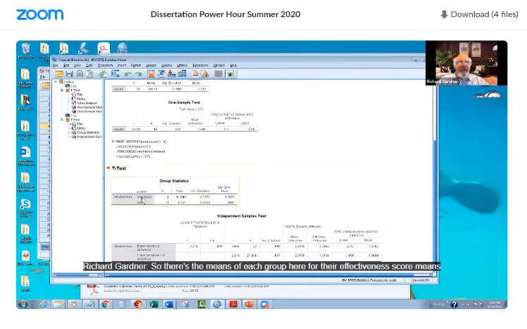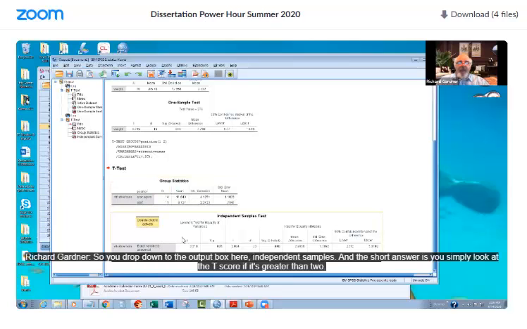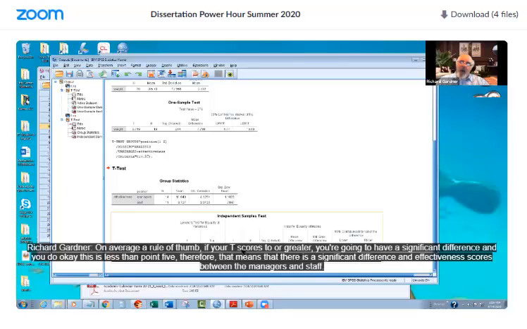So there are the means of each group for their effectiveness scores. The managers were about 11.6 and the staff was 8.7. There's a big difference there, right? And that's what it's looking for. Is the difference big enough to be considered significant? So you drop down to the output box, independent samples. The short answer is you simply look at the t-score. As a rule of thumb, if your t-score is 2 or greater, you're going to have a significant difference. And you do, okay? This is less than 0.05, therefore there is a significant difference in effectiveness scores between the managers and staff.